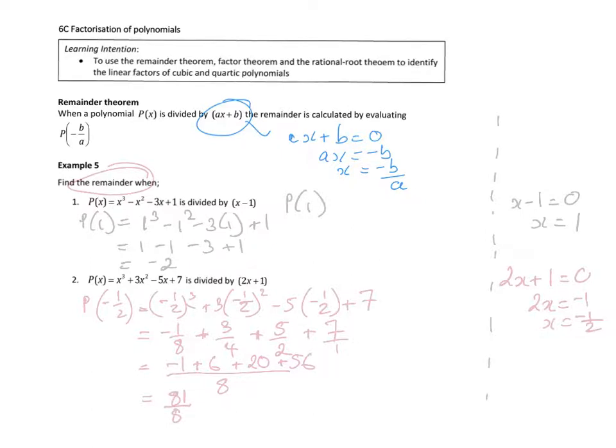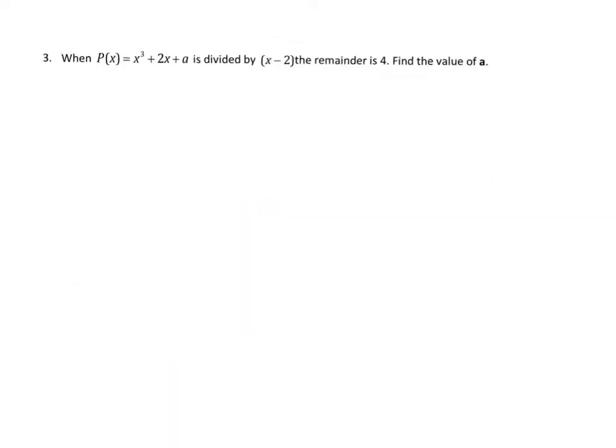Simplify it as much as possible, which it is. Nothing goes into 81 and 8, so that's my final answer. And what I've worked out there is that when I divide this polynomial by this factor, if I was to do long division, I would end up with a remainder of 81 on 8.